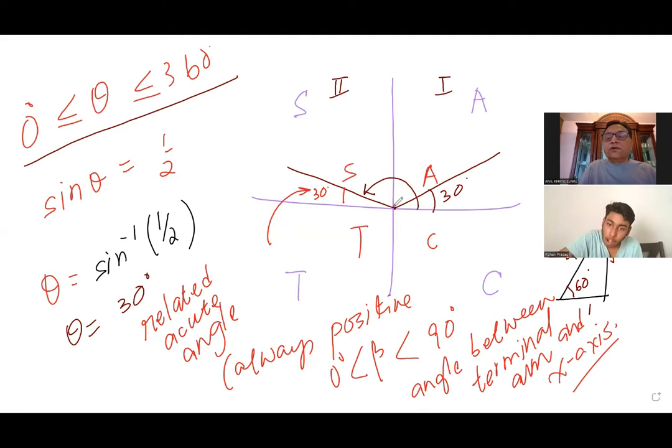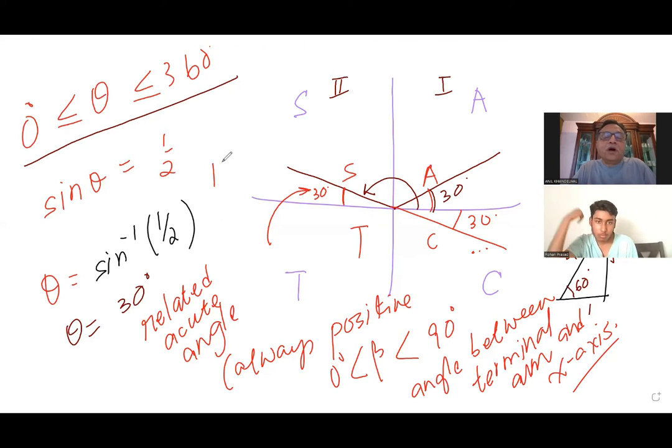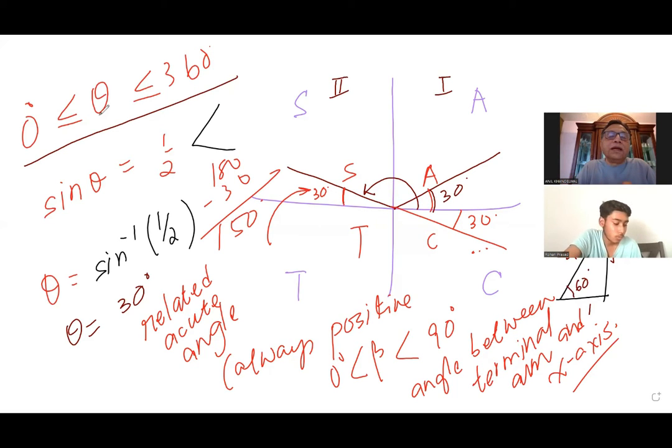So the related acute angle I could show here also. This is also 30 degrees, the same related acute angle. However, sine is negative in quadrant 4. Since sine is positive in quadrant 2, the related acute angle will be the same and the principal angle will be 180 minus 30, which is 150 degrees. Therefore sine theta equals half has two answers in the interval 0 to 360 degrees: 30 degrees and 150 degrees. Is that clear? That is what we mean when we find all the angles between 0 and 360 degrees.